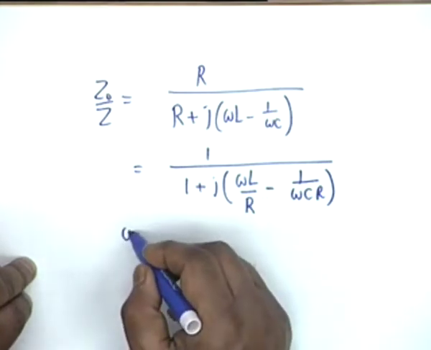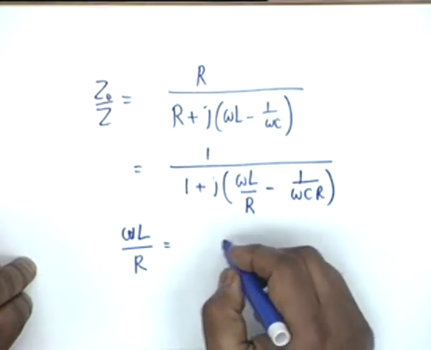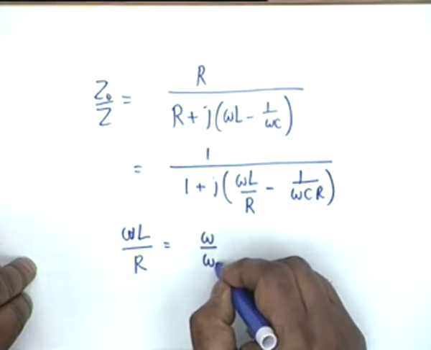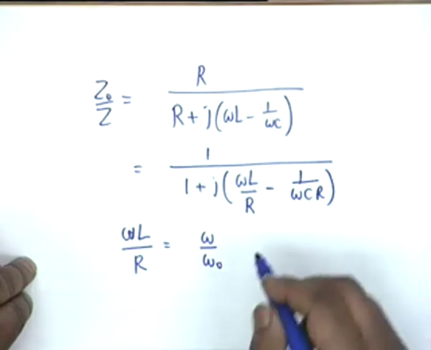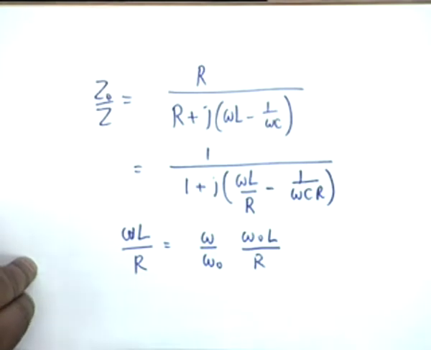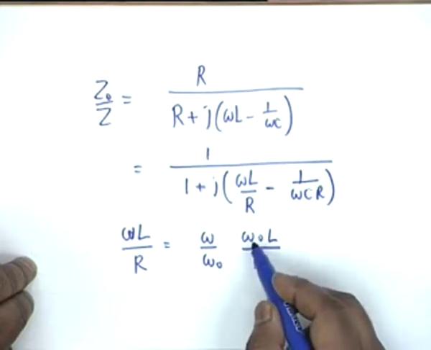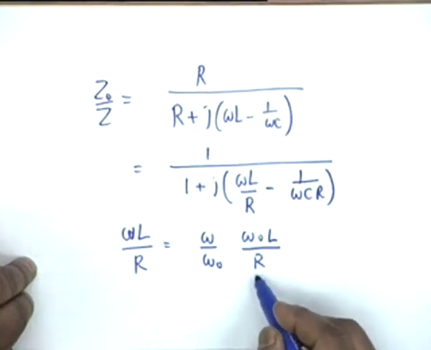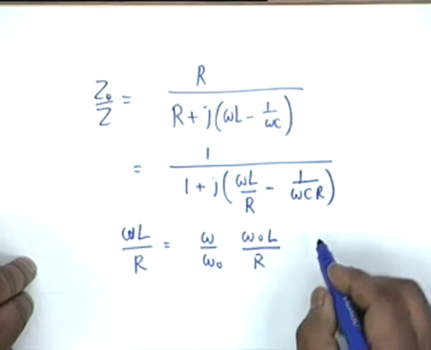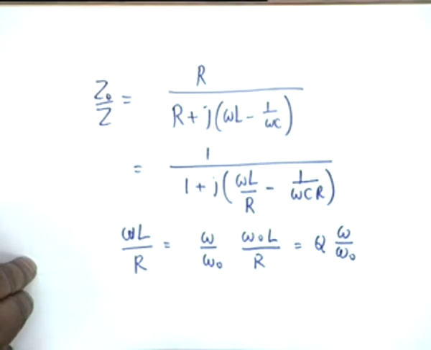However, if you look at omega L by R, you can write this as omega by omega 0 multiplied by omega 0 L by R. Agreed? I have divided by omega 0 and multiplied by omega 0, but you recognize that this quantity is simply the Q, and therefore I can write this as Q times omega by omega 0.